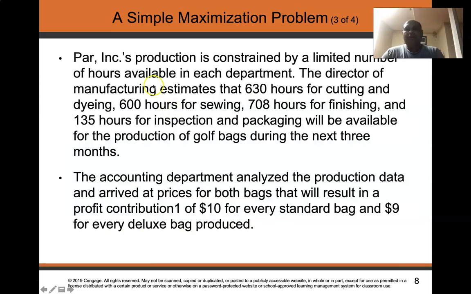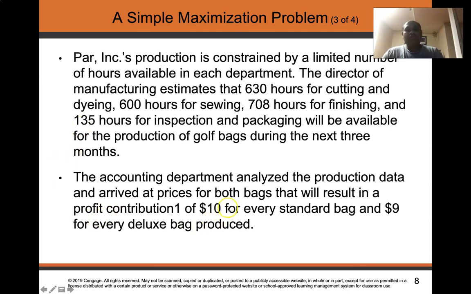Now, we also know that the director of manufacturing estimates that there are 630 hours for cutting and dyeing available, 600 hours of sewing available, 708 hours of finishing available, and 135 hours of inspection and packaging available. As you saw in the furniture problem, these hours can be estimated based upon the number of people you have full-time, part-time, and the number of hours they're working part-time, and so on.